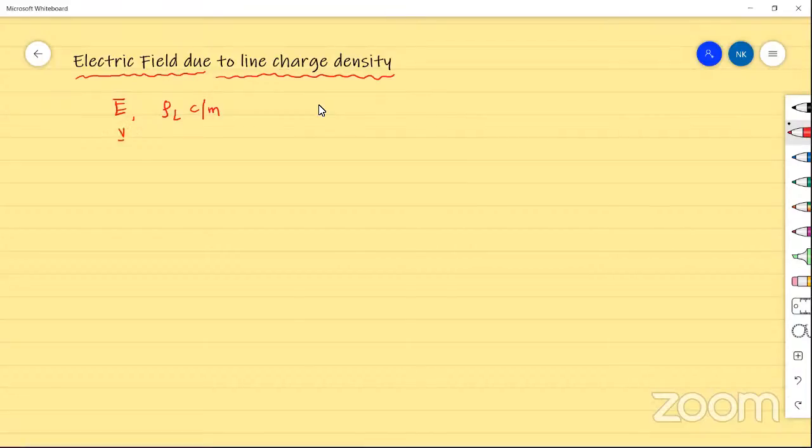The units of electric field intensity are volt per meter. Okay. So we will try to find out the electric field due to a line charge density. So for our convenience, initially I will take an infinite line charge. Infinite line charge means the length is infinite.